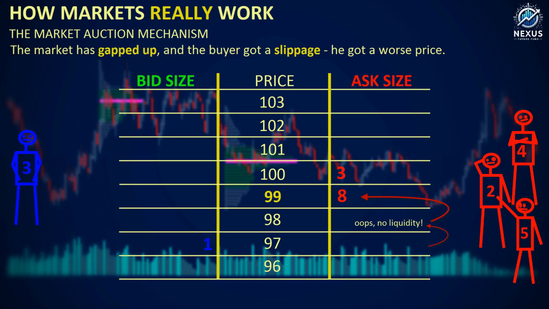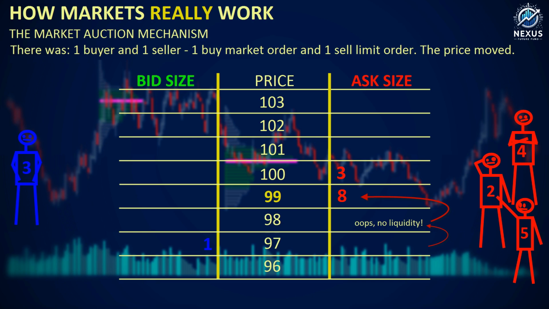The aggressive buyer has got what's called a slippage. This means that he bought for a worse price than he was expecting. He sent the buy market order when the actual price was 97. He would be expecting to be filled for 98, because logically there should be some sell limits. In reality, there were no sell limits, so the market has gapped up and he bought for 99. That means he has got a worse price and got a slippage. So in this situation, there was 1 buyer and 1 seller, 1 buy market order and 1 sell limit order, and the price has moved from 97 to 99.